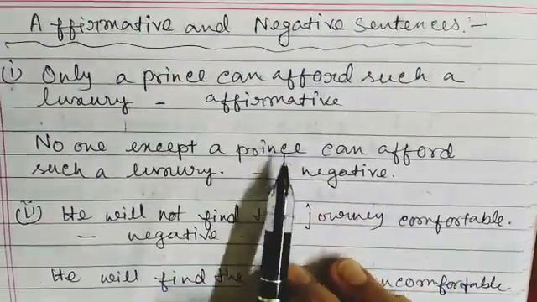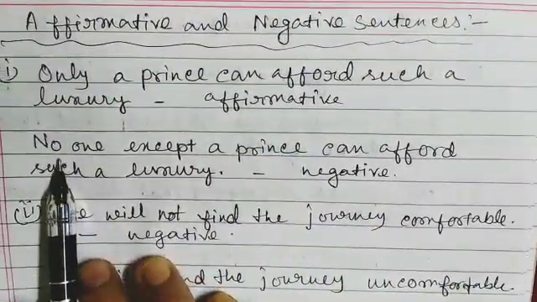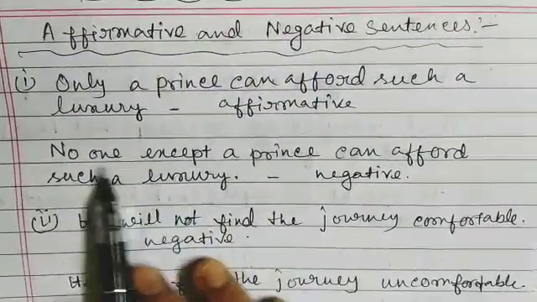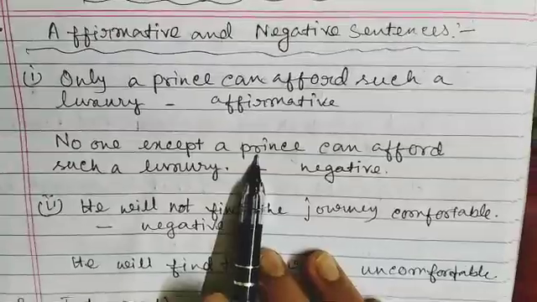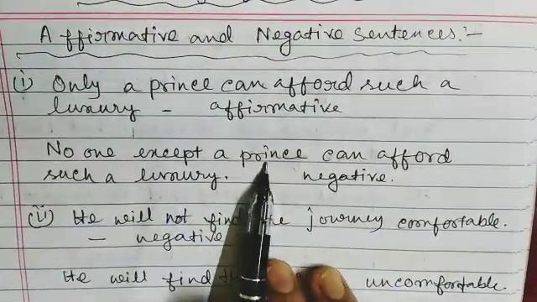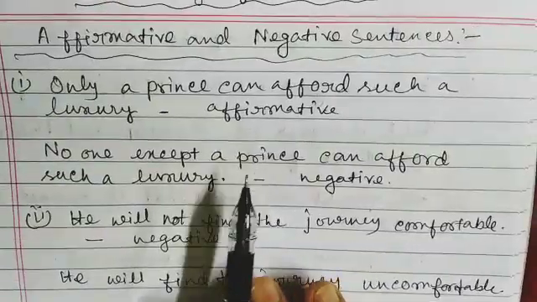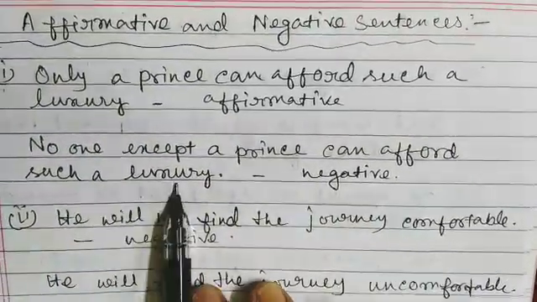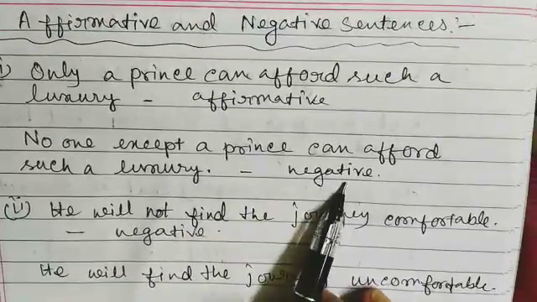And how can we make it negative? Let's see. No one except a prince. That means no one except a prince. It means only a prince. Okay, so we are arranging the sentence in a way that the meaning will not be changed. No one except a prince can afford such a luxury. So it is a negative one.